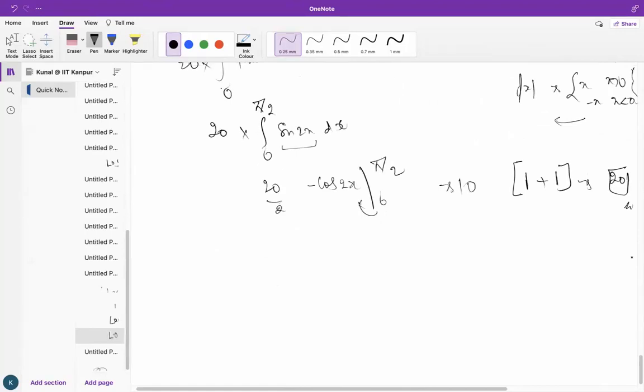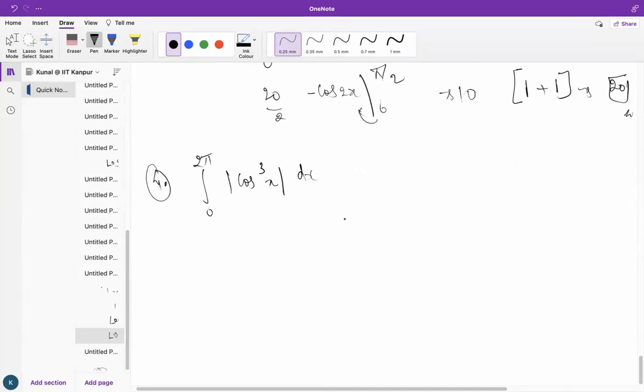Now let's move on to the next problem, which looks like this. This is problem number 4 or 3, whatever. We are integrating from 0 to 2π the function |cos³x| dx. So look, we have to find the period of the function |cos³x| first. This is our first work, and then we can apply something different here and do whatever integral is asked.